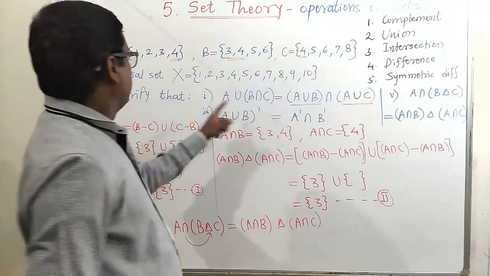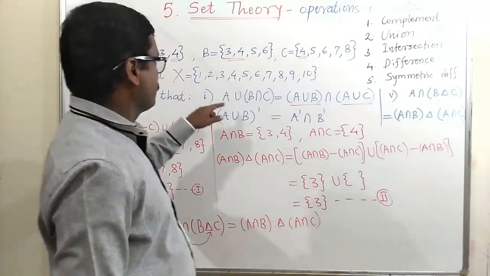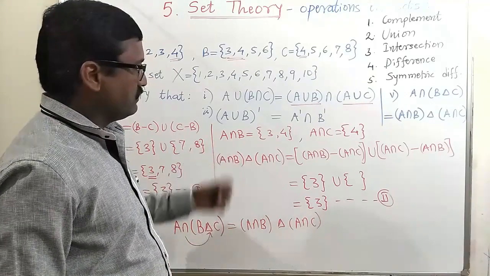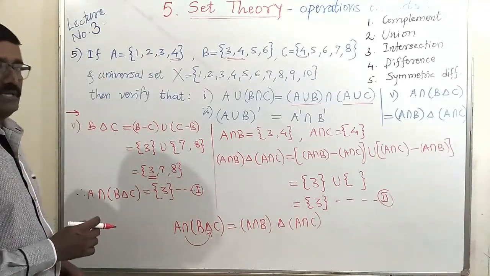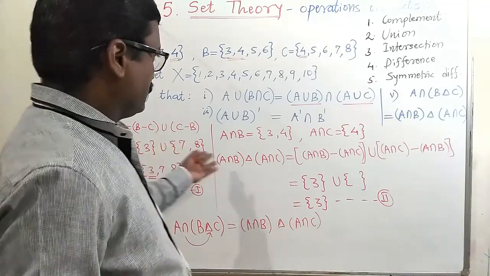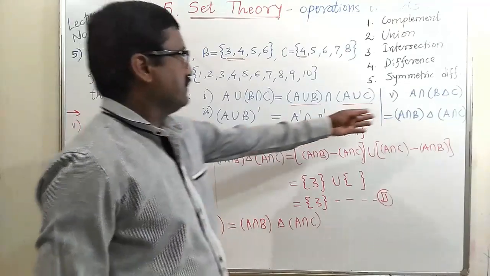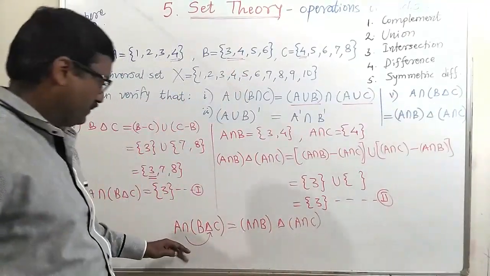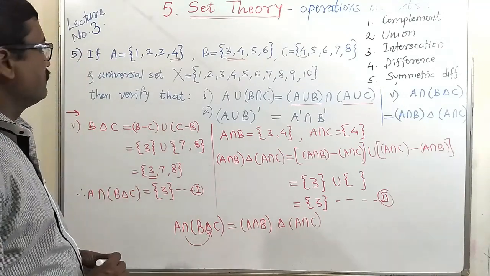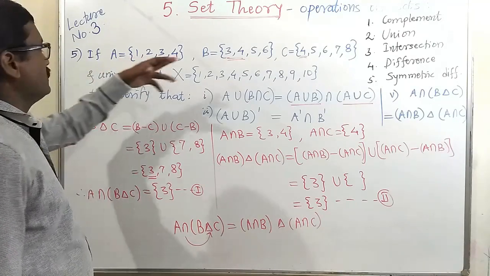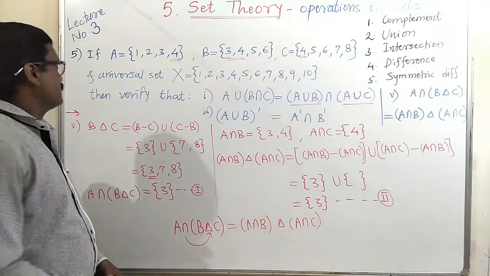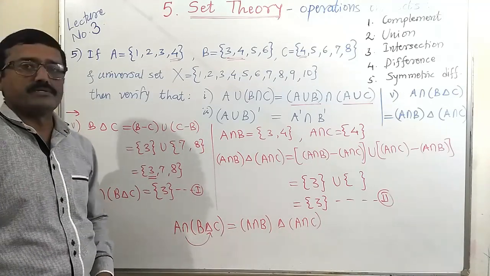All these proofs are nothing but the properties. First one is distributive property. Second one is De Morgan's law. Third one is the occurrence of A. Fourth one is again the difference property, and fifth one is the distributivity property of intersection and symmetric difference. Okay, so these are 5 properties that we have proved using these 3 sets A, B, C and universal set X. Okay, I think these 5 examples are enough on this article operations on sets.